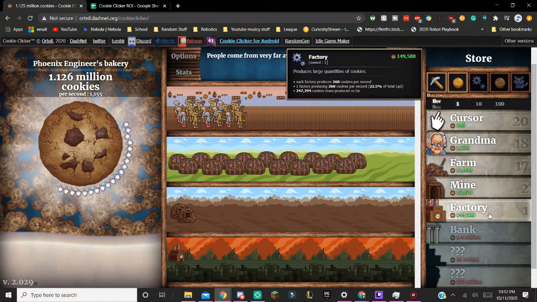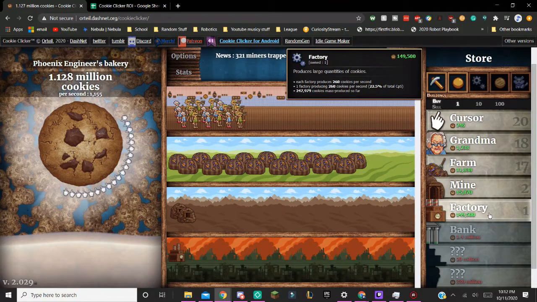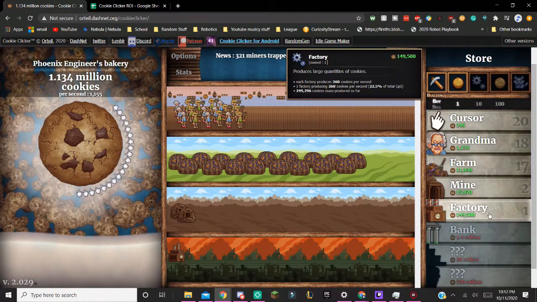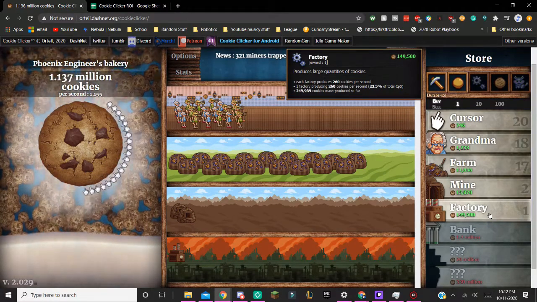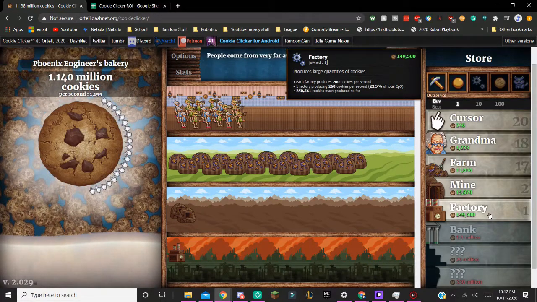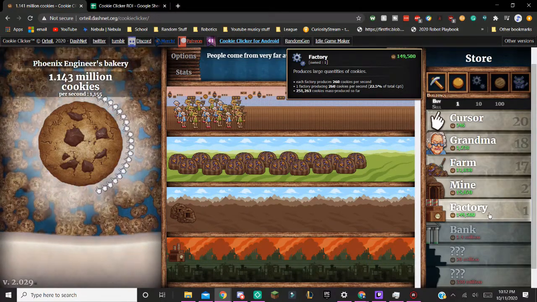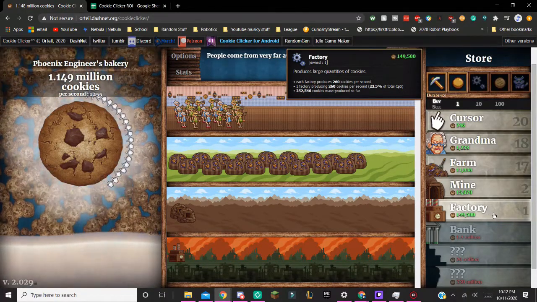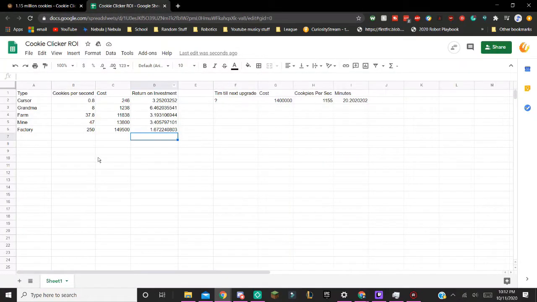And so you would think, well, the factory produces the most cookies. It produces 260 cookies. So shouldn't you invest all your cookies into factories? Well, the answer is no. It makes sense initially when you think about it. Yes, it produces a lot of cookies, but it also costs the most to buy. And so, what the calculation tells you is, okay, it produces a lot of cookies, but also costs a lot. And the factory has the lowest return on investment of all of them.